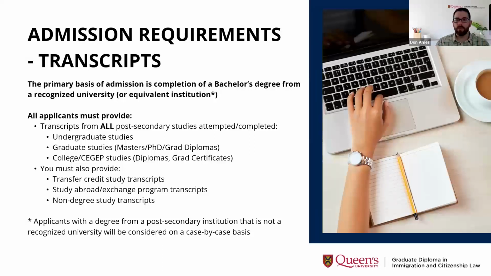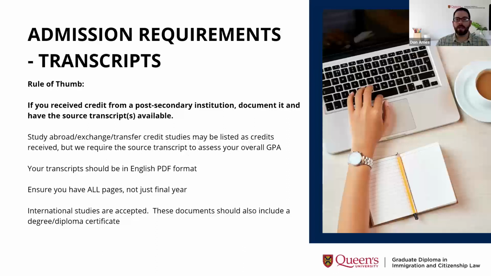So basically, the rule of thumb here that we note is that if you've received credit from a post-secondary institution, document it on the application and have the source transcript or transcripts available. That's everything that I've just mentioned here. Make sure that you are contacting your institutions. You can acquire PDF copies in English of your documents, or if you have copies of your transcript, get them scanned. Do high quality scans in black and white and make sure that they are completely legible. They're not blurry. Ensure that you have all of your pages as well.